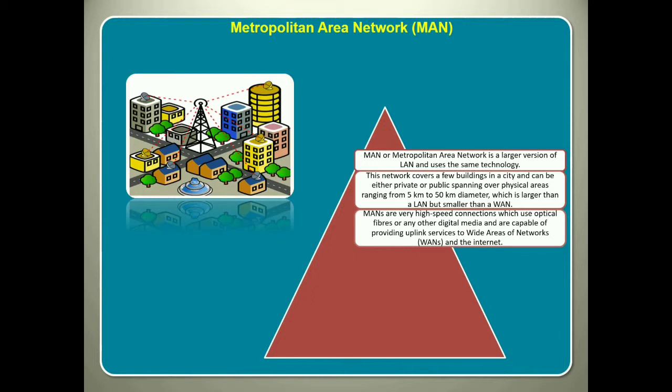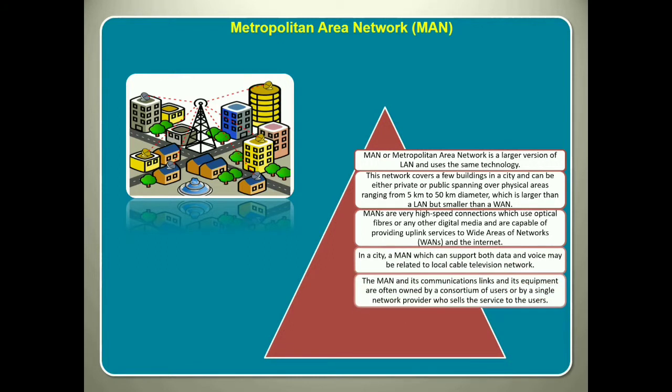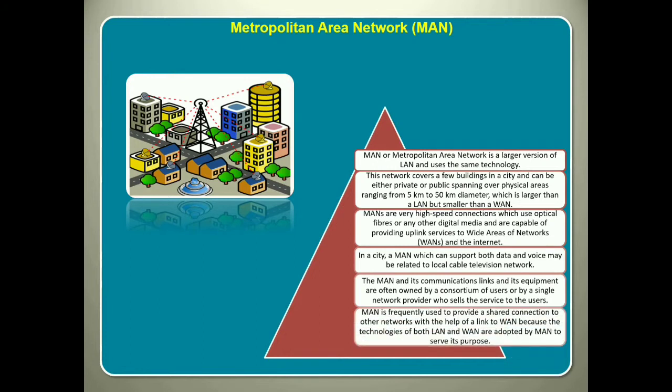For instance, in a city, a MAN which can support both data and voice may be related to a local cable television network. The MAN and its communications links and its equipment are often owned by a consortium of users or by a single network provider who sells the service to the users. MAN is frequently used to provide a shared connection to other networks with the help of a link to WAN, because the technologies of both LAN and WAN are adopted by MAN to serve its purpose.